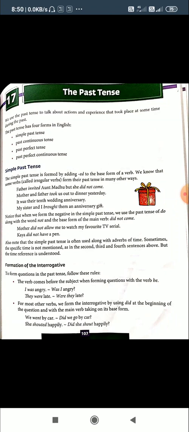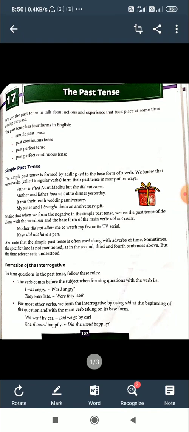The past tense has four forms in English: simple past tense, past continuous tense, past perfect tense, past perfect continuous tense. Simple past tense. The simple past tense is formed by adding ed to the base form of a verb. We know that some verbs called irregular verbs form their past tense in many other ways. Here one explanation is needed.